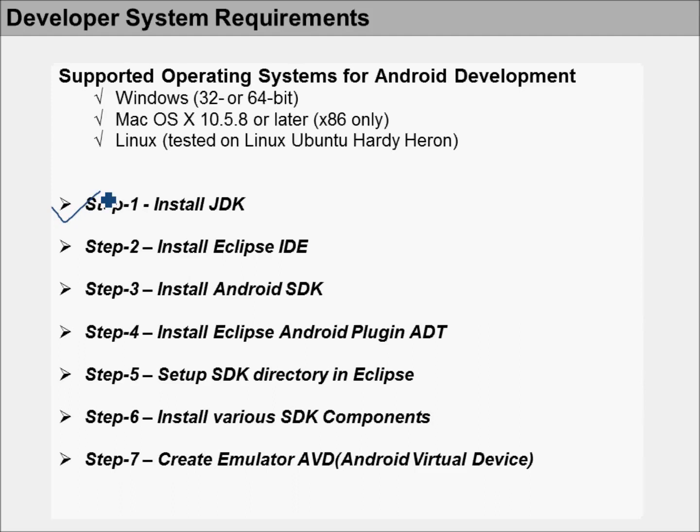So the first step is to install JDK. If you already have it, don't worry about it. Second, install Eclipse. If you have it, that's okay. You can skip that step. Next is to install the Android SDK. We'll see how to do that. Next is to install the Eclipse Android plugin, which is also called the Android Development Tools plugin, ADT. ADT means Android Development Tools.